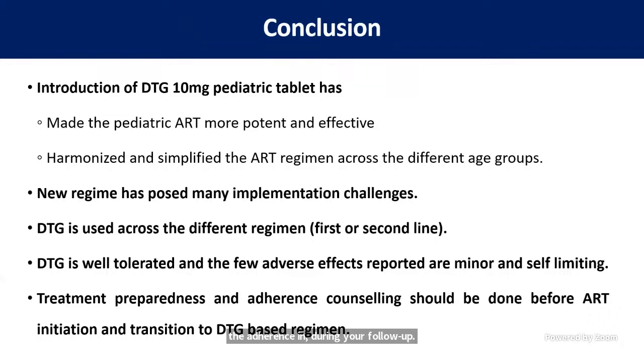Now, to conclude, the introduction of DTG 10 milligram pediatric tablet has made pediatric ART more potent and effective. It has harmonized and simplified the ART regimen across the different age groups. The new regimen has posed many implementation challenges. DTG is used across the different regimens, first line, second line, even third line. DTG is well tolerated. The few adverse effects reported are minor and self-limiting. Treatment preparedness and adherence counseling should be done before ART initiation and before transition to DTG regimen, as well as with every visit.